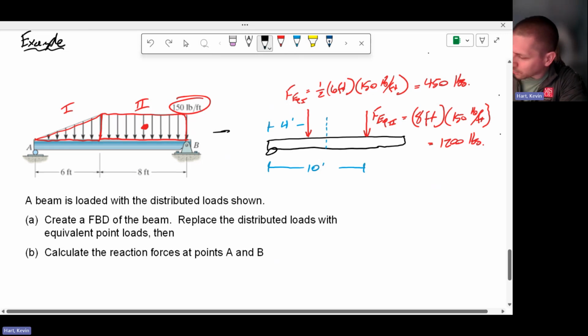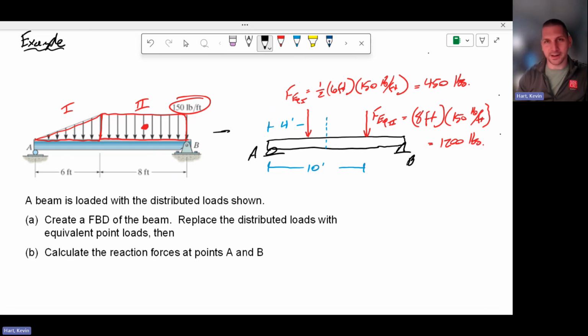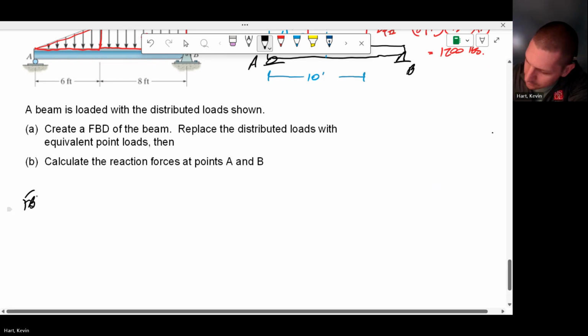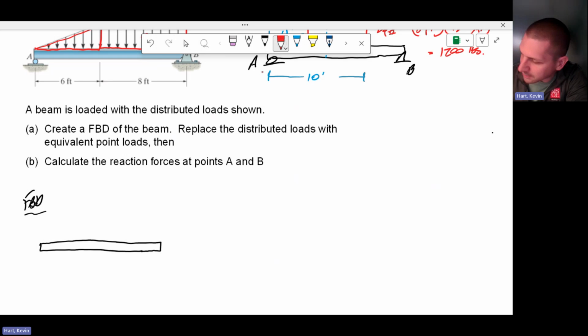We still have our roller here at A. We still have our pin here at B. I'm just creating for myself an equivalent beam at this moment. Once I have this, now I can start actually doing the free body diagram. That includes information about what's happening at the reaction at A and the reaction at B. Okay. So let's get this fully in here now.